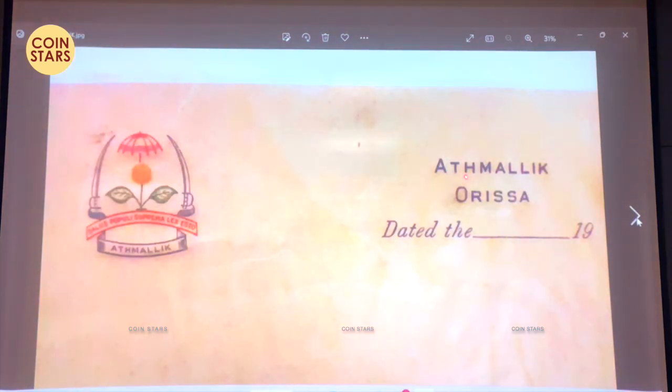Next is Athamalik state in Orissa. Very simple monogram with two swords, Chhatri and Poda. But they have this Latin slogan. Next.